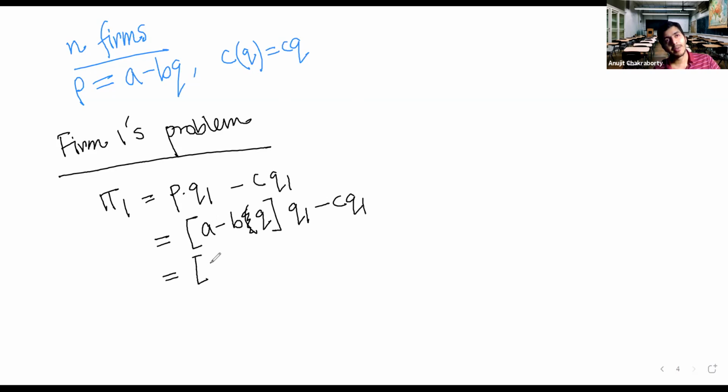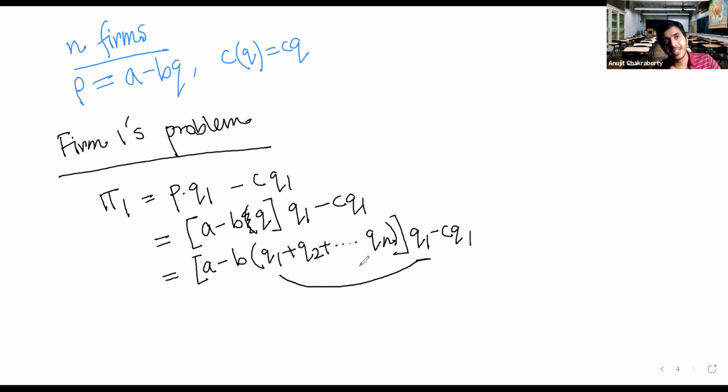Now, what is A minus B times Q? Well, Q is basically the sum of everyone's quantity. And there are n firms here. So that is what Q really is. It's kind of a complicated object, right? And interestingly, what you would figure out is that firm one's quantity Q1 is also in here because this Q has everyone's quantity. So definitely it has firm one's quantity also. So that is pi 1.